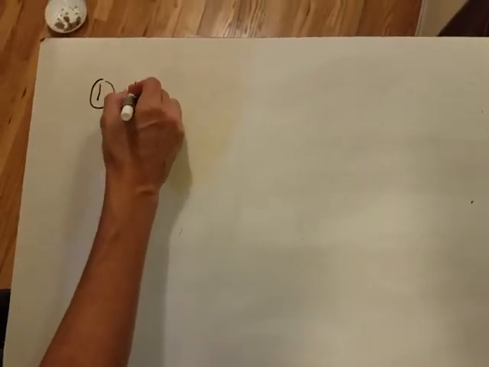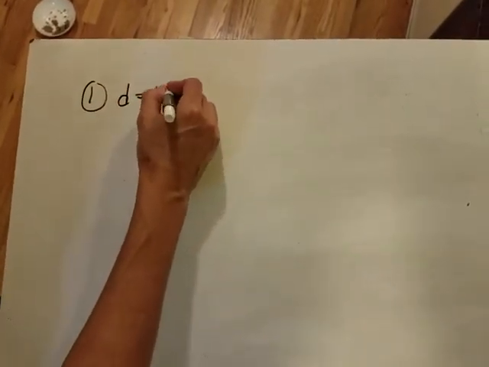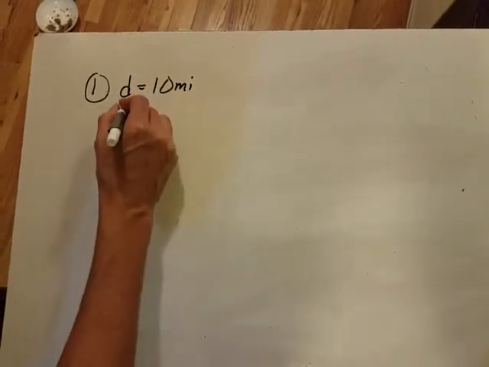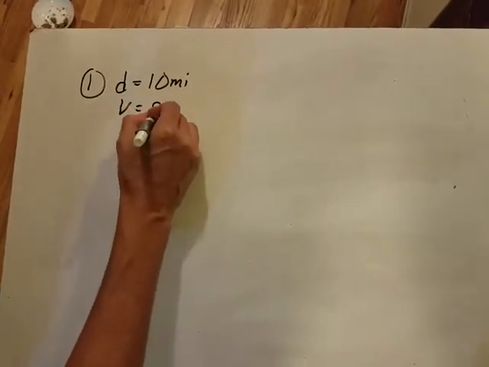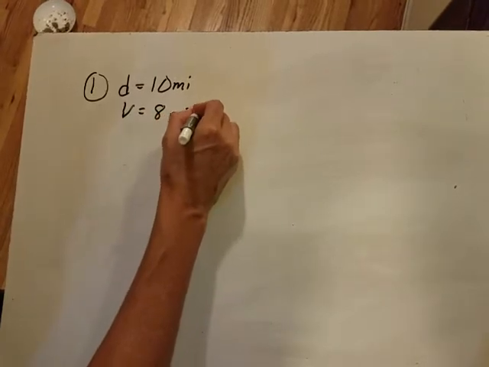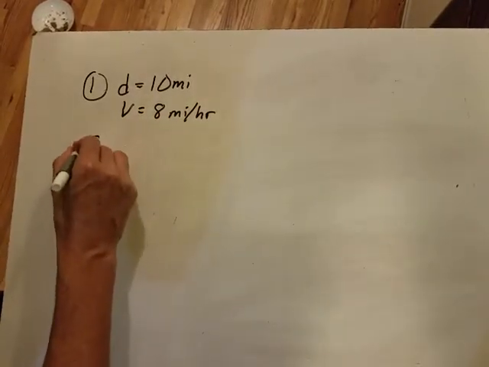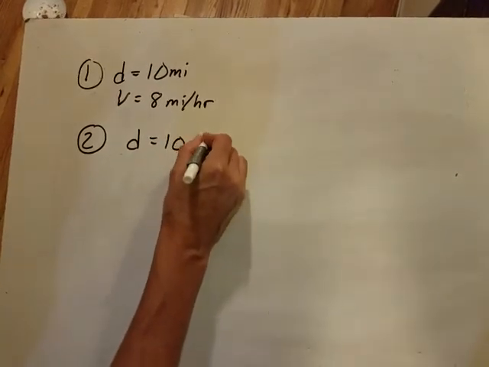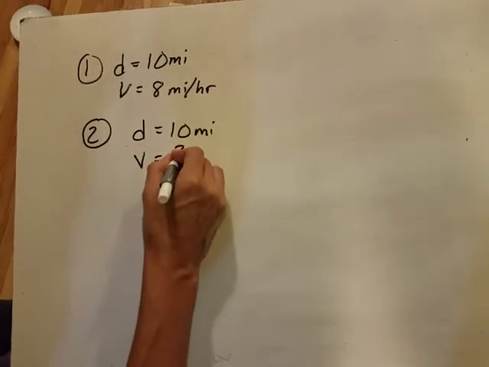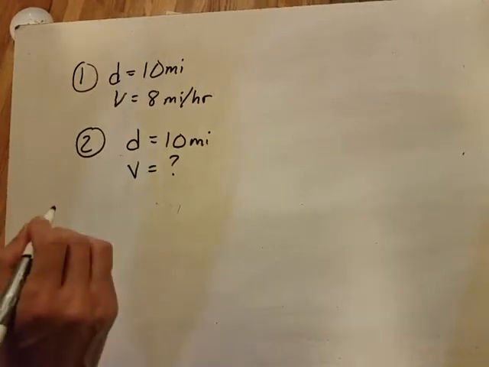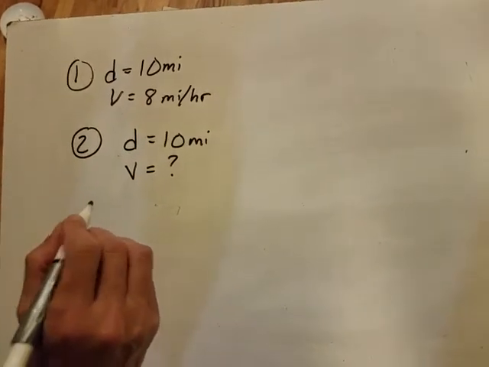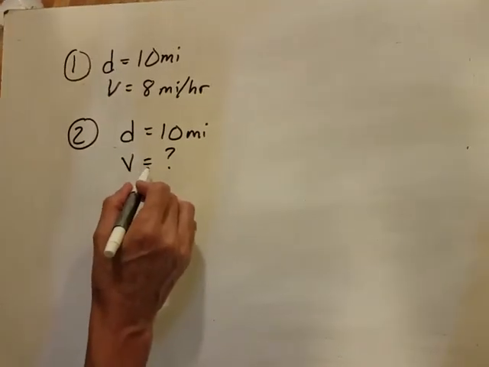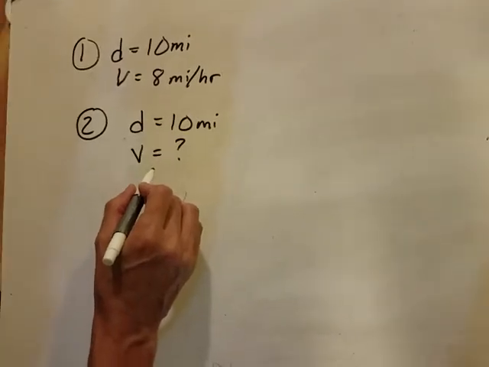All right, so we have the first part of this trip. We're going a distance of 10 miles, and we're doing that at a speed of 8 miles per hour. The second part of the trip, we're going a distance of 10 miles, and we don't know what the speed is. That's what we're looking for. We're trying to find the amount of speed that it would take here in order to get an average speed of 4 miles an hour.